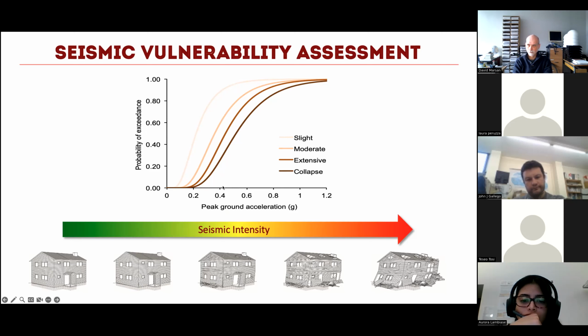But for example, for a level of ground shaking like 0.5, there's a probability of maybe 50% that my building is going to collapse, but there's almost 100% probability that it's going to have at least slight damage. And these are the functions that we use to convert the ground shaking that comes from ground motion models into probabilities of damage, to allocate buildings into different damage states.